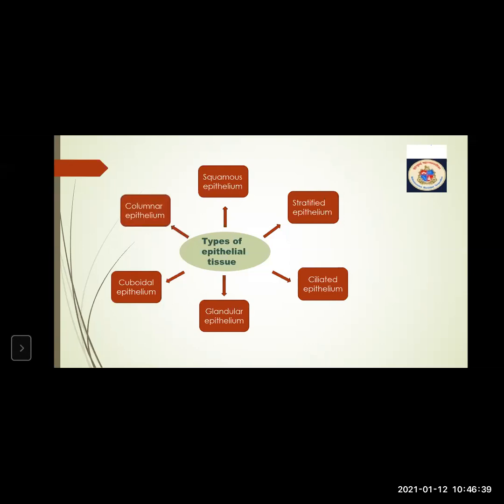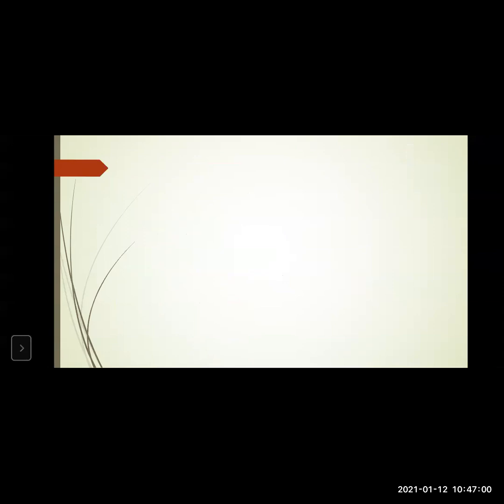Then last but not the least is the columnar epithelium. It is known as columnar epithelium because of its shape, which is column-like. The cells are column-like with the nucleus at the base. So this is columnar epithelium. This is all about the epithelial tissue.